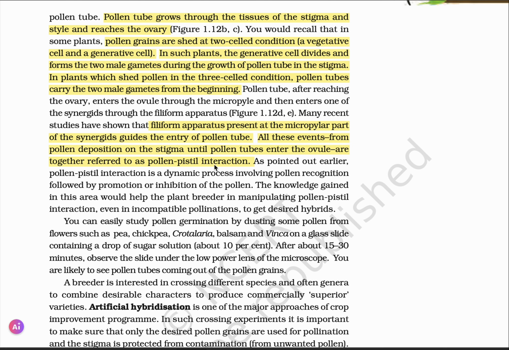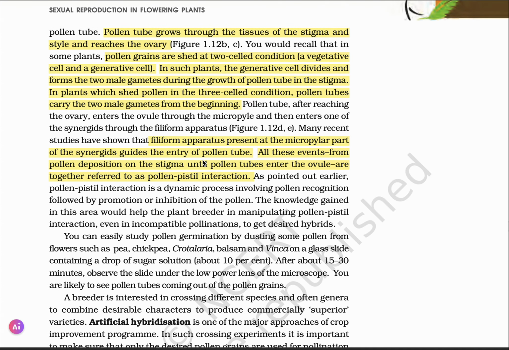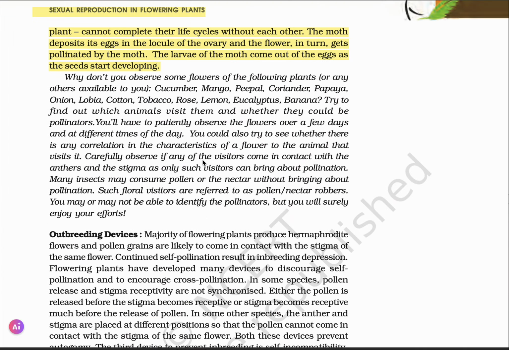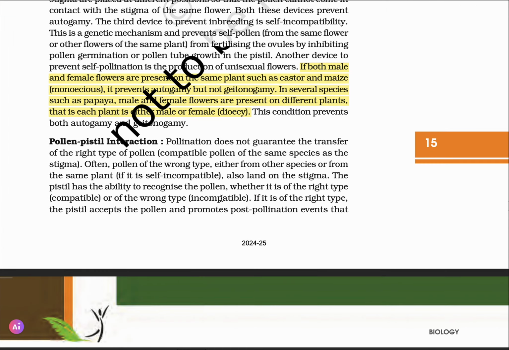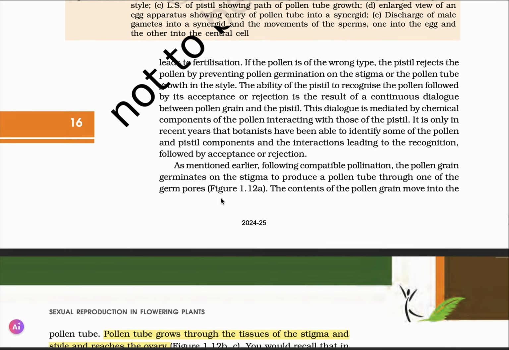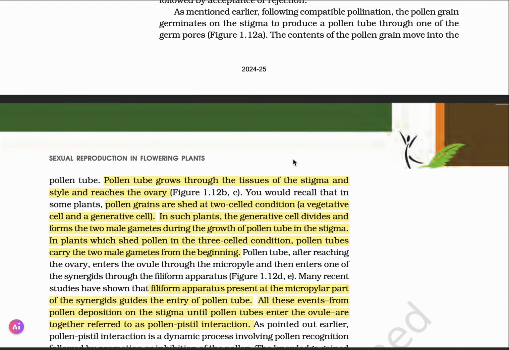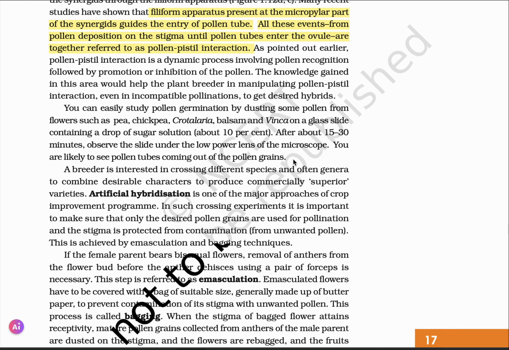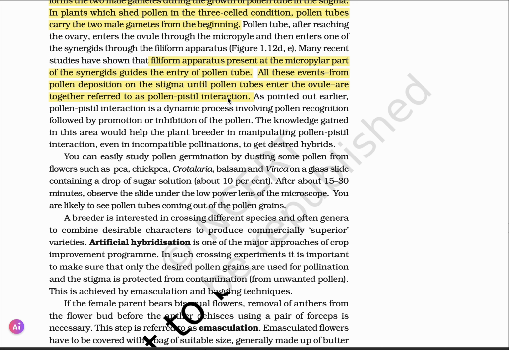This is a 3-marker to 5-marker question that would come: explain the pollen-pistil interaction and other things as well. So you need to summarize all these things, that is, right type, wrong type, then pollen tube entry and entry of the pollen tube into the synergids, everything, and the filiform apparatus, what is the filiform apparatus, etc. As pointed out earlier, pollen-pistil interaction is a dynamic process involving pollen recognition followed by promotion or inhibition of the pollen.